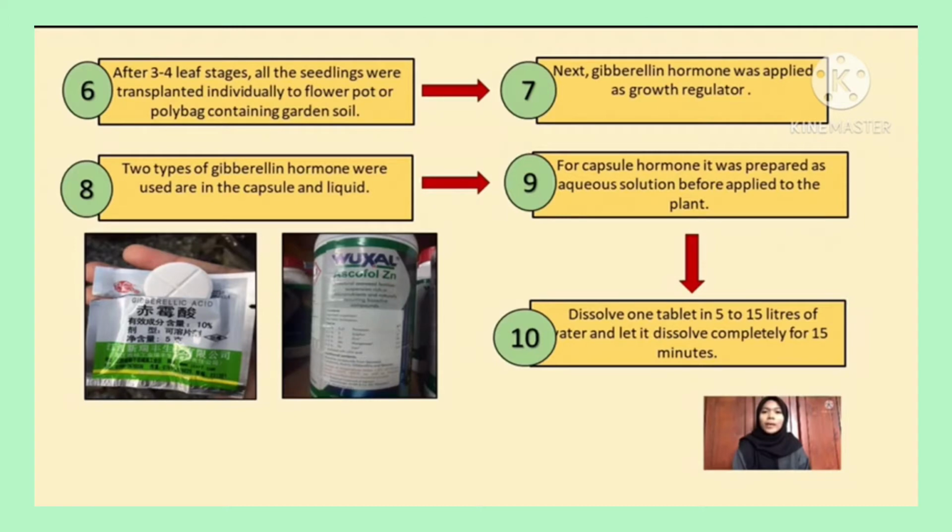Gibberellin hormone came in a capsule and another one in a liquid. To detect the effect of the plant growth hormone, this experiment was tested using the control, which is no growth regulator applied, and another one applied with the gibberellic acid. In this experiment, the liquid solution and capsule were used for the okra plant. The capsule was prepared as an aqueous solution before being applied to the plant. The preparation was to dissolve 1 tablet into 5 to 15 liters of water and then let it dissolve completely for 50 minutes, and it is ready for use.